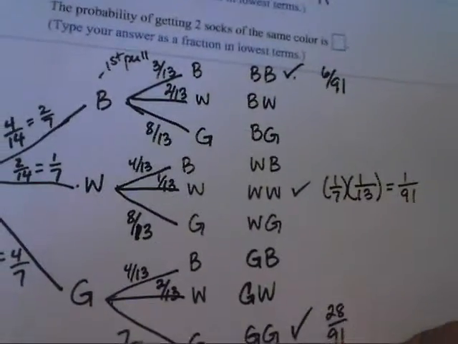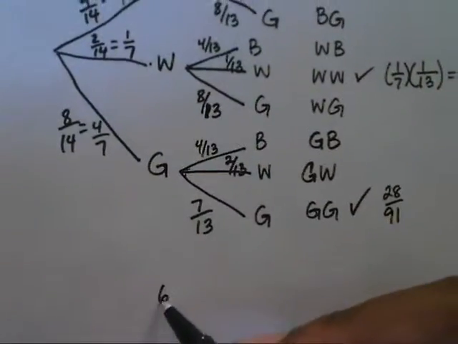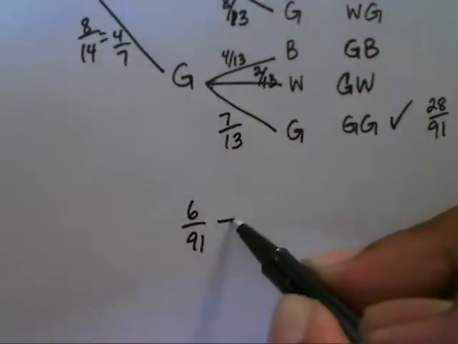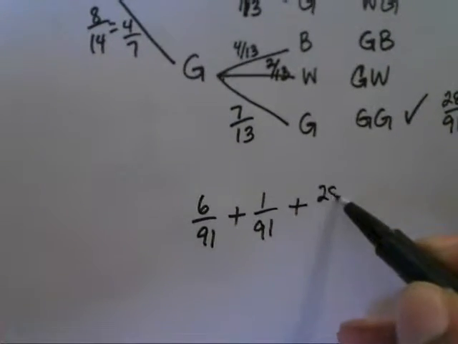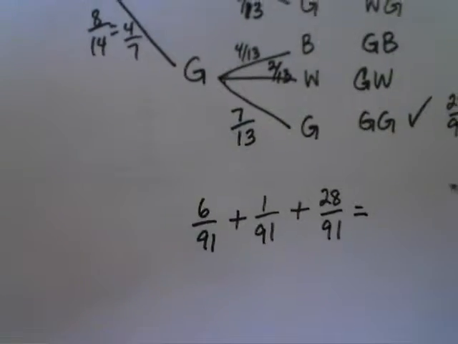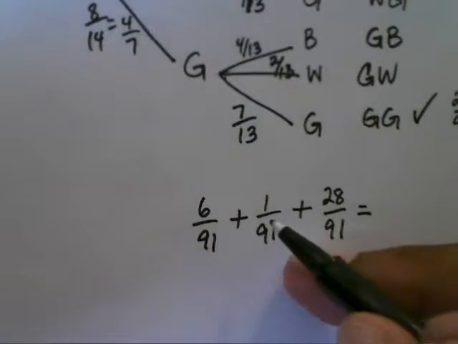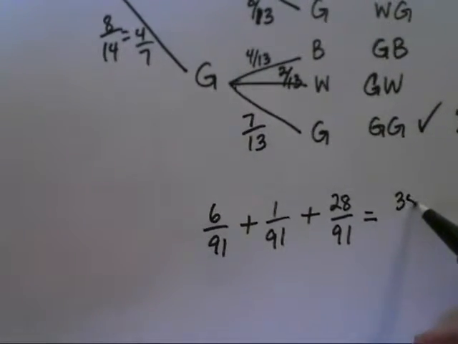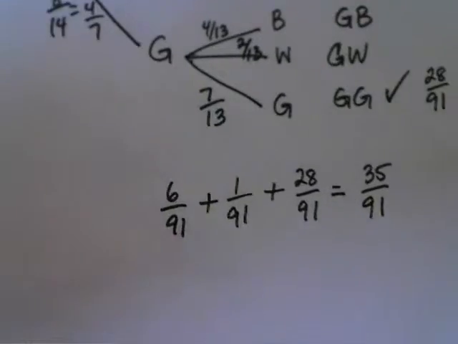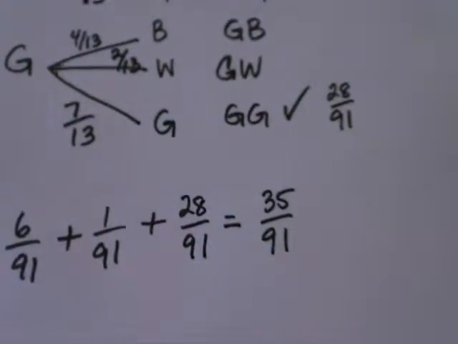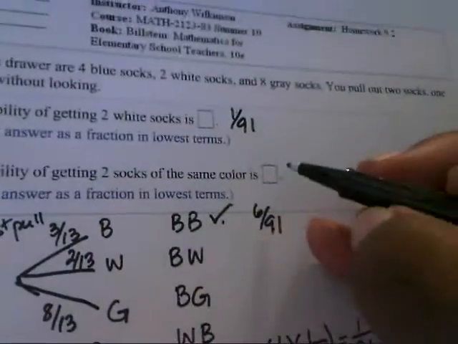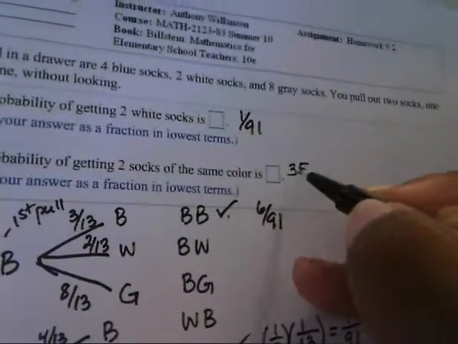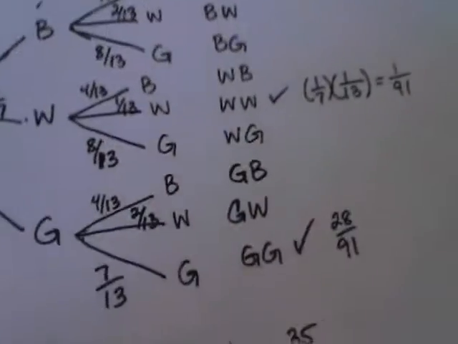Okay, and then we'll add these three probabilities together, which was 6 over 91 plus 1 over 91 plus 28 over 91. 6 and 1 is 7 plus 28, that would be 35 over 91. So the probability of getting two socks of the same color will be 35 over 91.